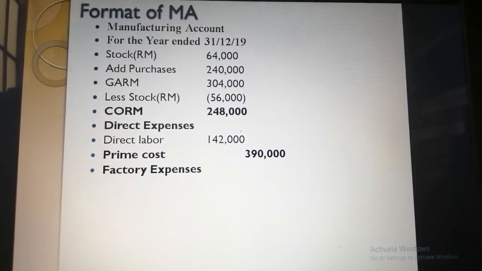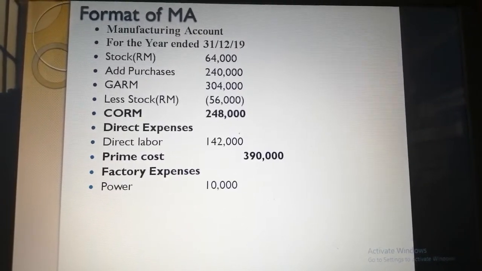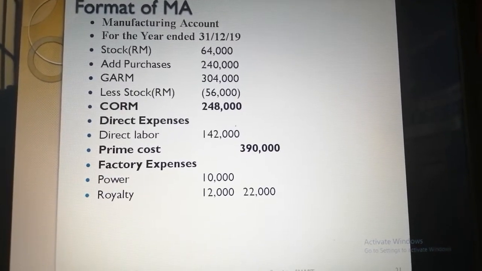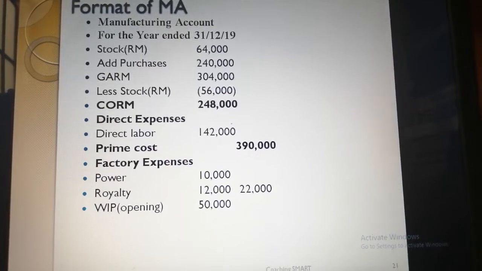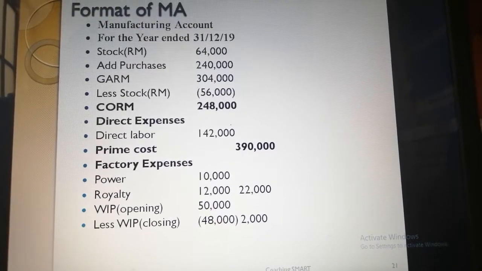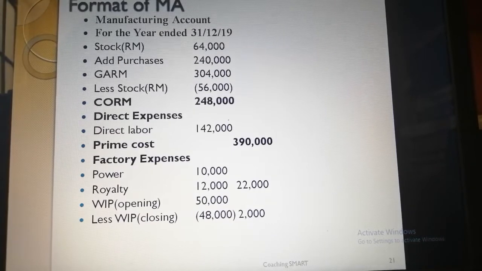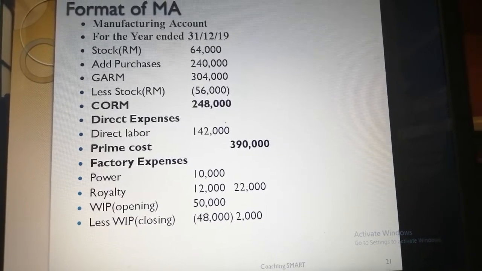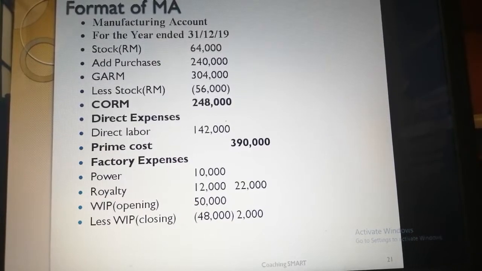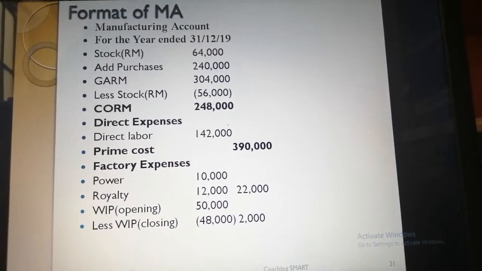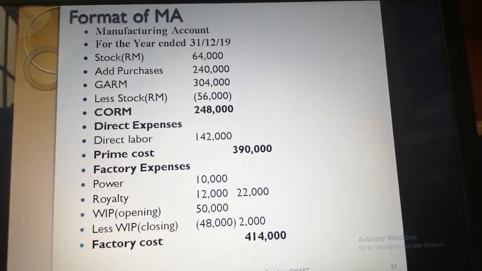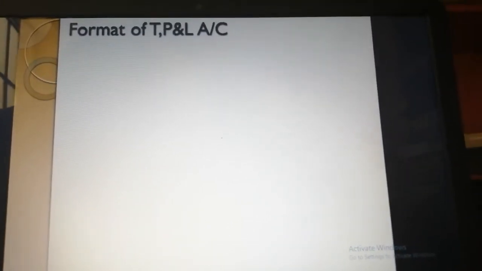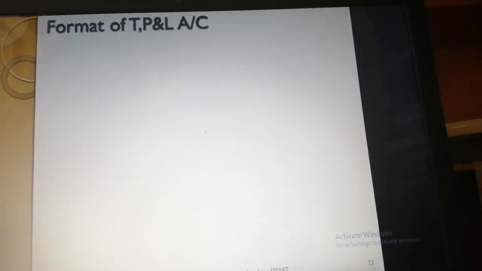Now, factory expense entails: 1. We have power 10,000. 2. We have royalties 12,000, which is giving us 22,000. Work in progress is 50,000 opening, less work in progress closing 48,000, you get 2,000. Factory cost will be prime cost plus factory expenses plus difference in work in progress. What we get is factory cost, which is 414,000. After preparing manufacturing account, we are now supposed to prepare trading profit and loss account.